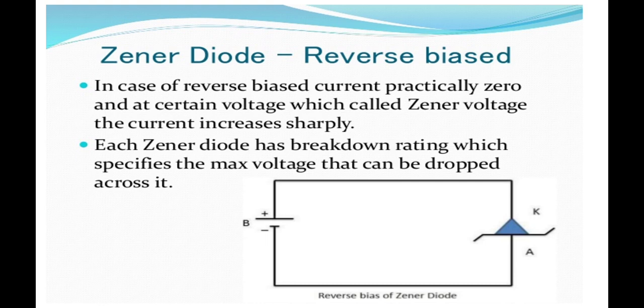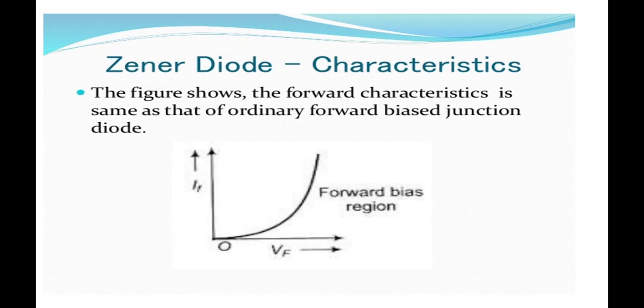In the case of reverse bias, the current is practically zero, and at a certain voltage, which is called the Zener voltage, the current sharply increases. When the Zener voltage or breakdown voltage is equal to the applied voltage, the current suddenly changes to some range. The Zener voltage is the diode's breakdown rating, which specifies the maximum voltage that can be dropped across it. These are the circuitry. This is the characteristic of a normal diode or other PN junction diode.